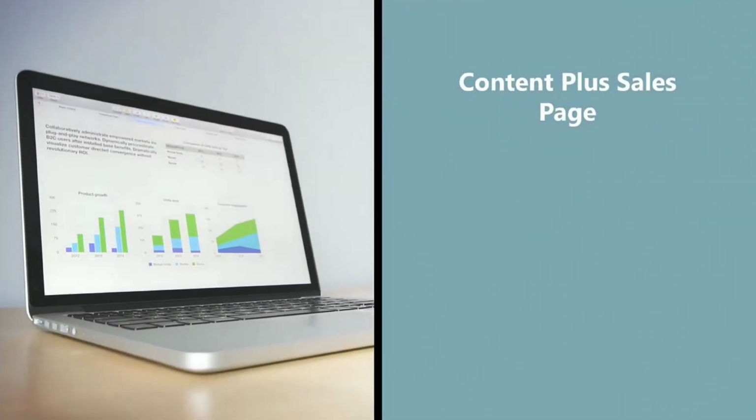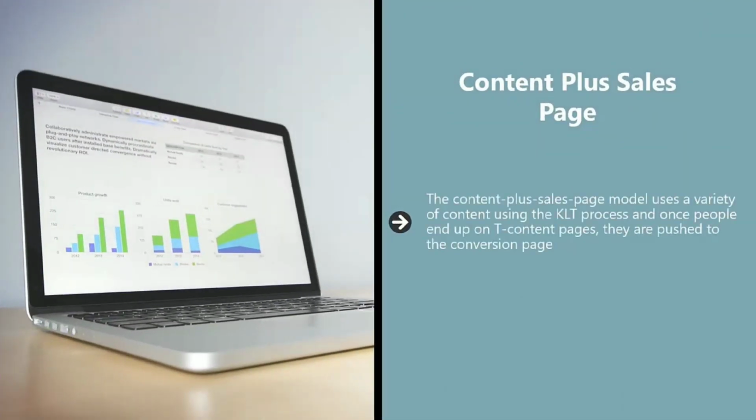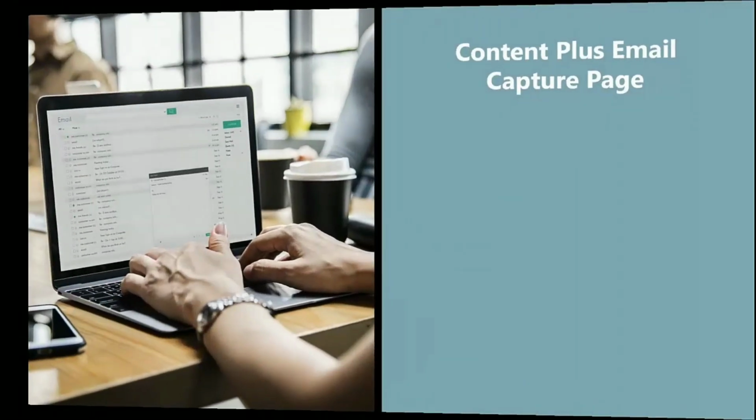Content plus sales page. The content plus sales page model uses a variety of content using the KLT process, and once people end up on the T content pages, they are pushed to the conversion page. Generally speaking, the sales pages that are tied into a series of content pages or a content funnel tend to be shorter. Why? Most of the heavy lifting is already done by the T content pages. By dumping them into a page-only type sales page, you might actually end up contradicting yourself or losing the attention of your potential buyer. At the very least, you run the risk of losing momentum, so don't do it.